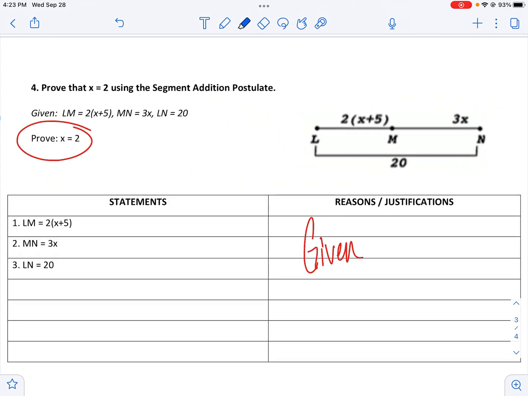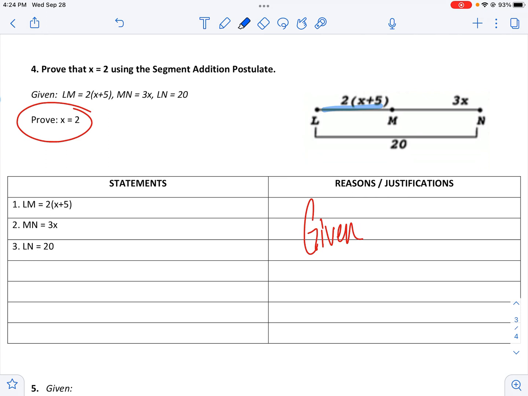Well, I want to set up an equation. I want to say that 2 times x plus 5 plus another 3x should equal 20. So I really want to say that, but just like we did in chapter 1, you should write that out in letters first. I want to say that I see that relationship in letters.